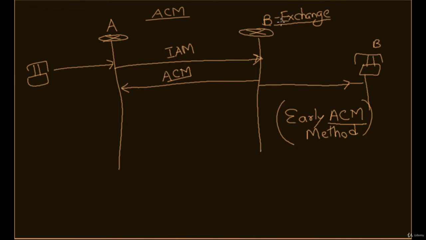For example, if the destination exchange starts alerting the B party, and only when the alert has started, it sends the ACM message. And in that ACM message, it will show the status of subscriber as free or idle. That is also early ACM method, but that is dependent on the alerting status from B party. So there are basically two approaches here.